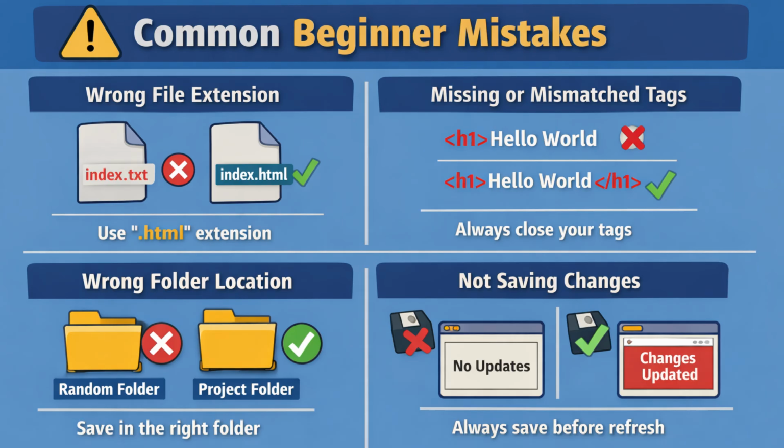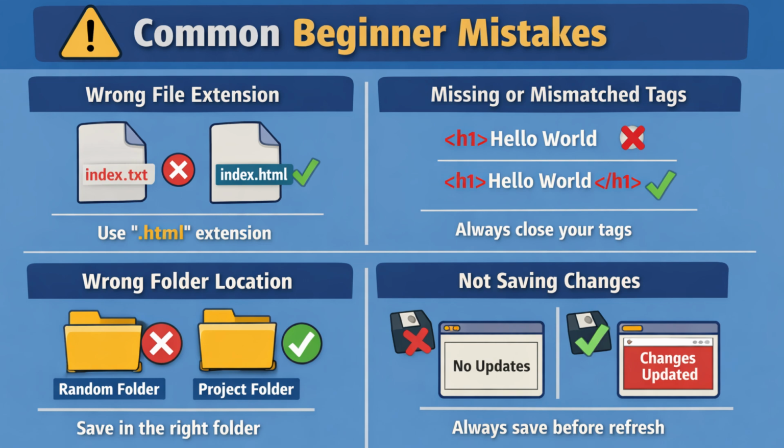Third, always save your file in the correct project folder. Saving it somewhere else can make it difficult for your browser to find linked files, such as images or style sheets later on. Finally, don't forget to save your changes before refreshing the browser. Many beginners edit their code but forget to save, so the browser doesn't show the updates.